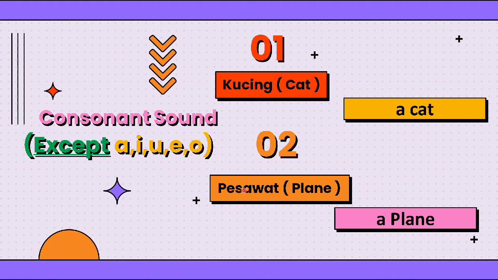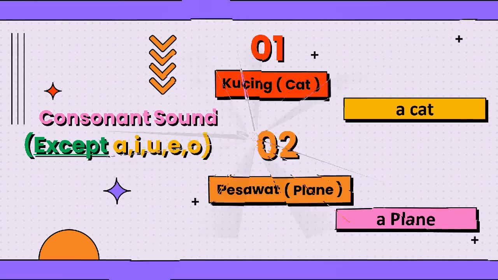For the second example, take pesawat. Pesawat in English is plane. So we can use a before the word plane because plane in English starts with the letter P, where the letter P is other than A, I, U, E, O. So plane can use a because plane starts with a consonant, or non A, I, U, E, O.